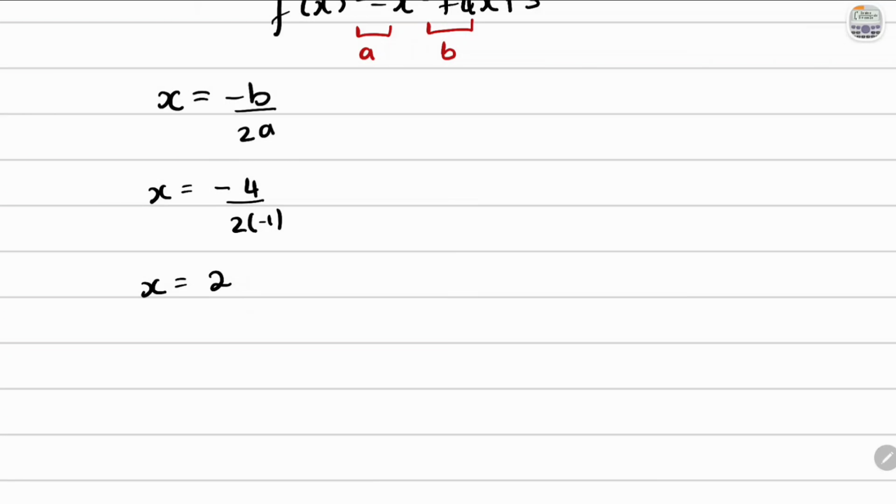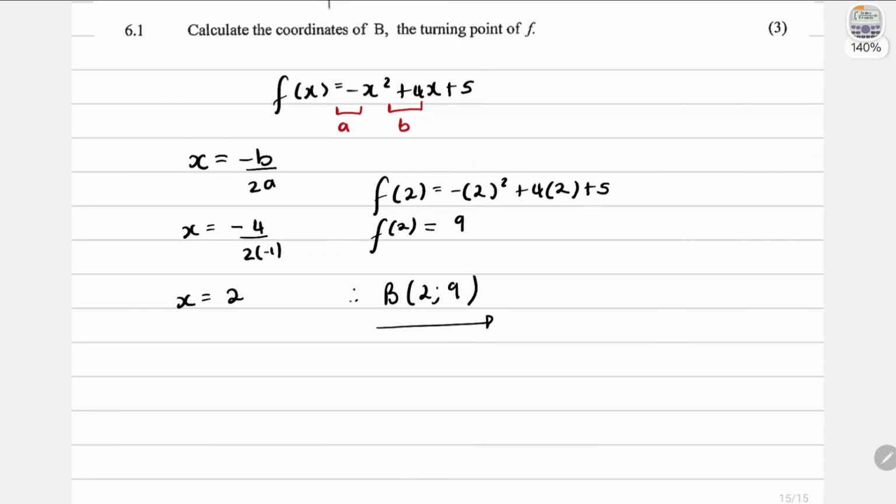Then we have to find the y value. To find the y value, simply take the x value and substitute it into the original equation, and that would give you the value of y. Okay, so you can check out what that is on our calculator. f of 2 is 9. So that point B they were asking for is (2; 9), and that's our answer. Okay, moving on to the next question.